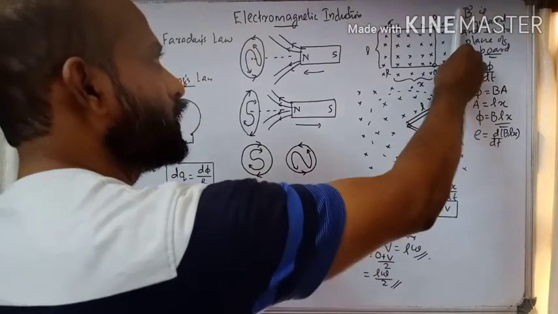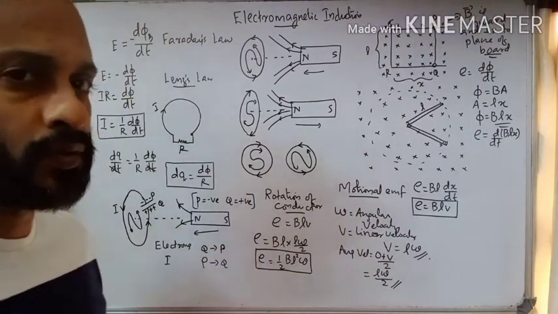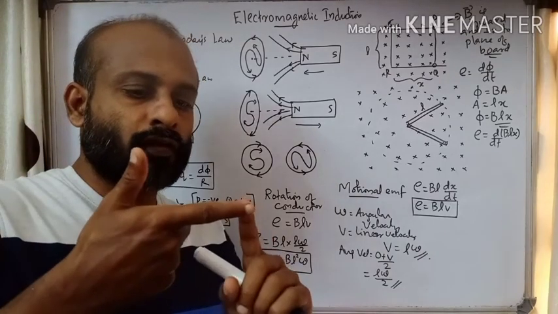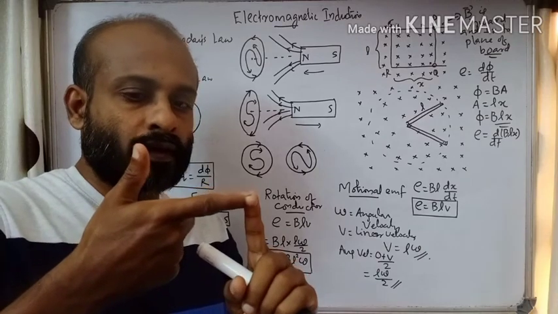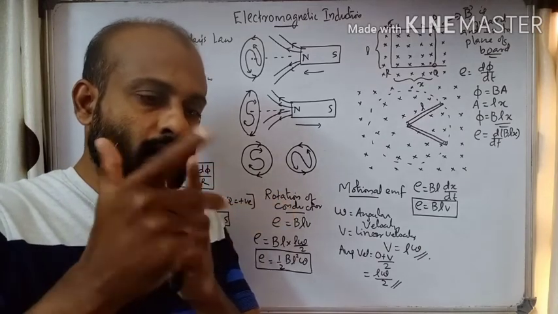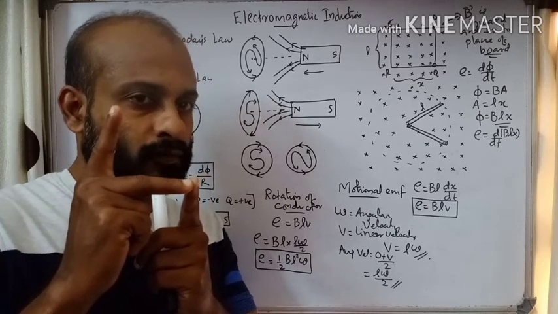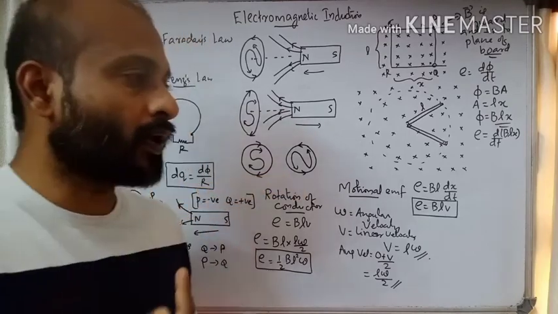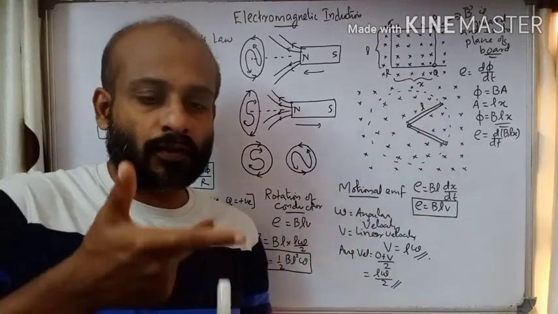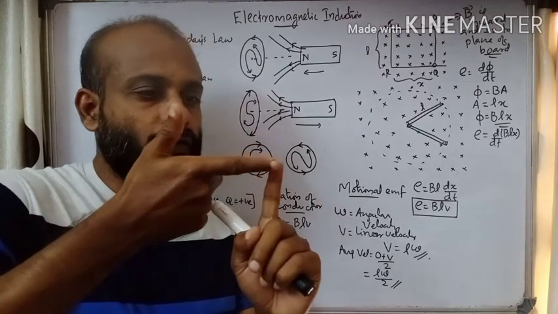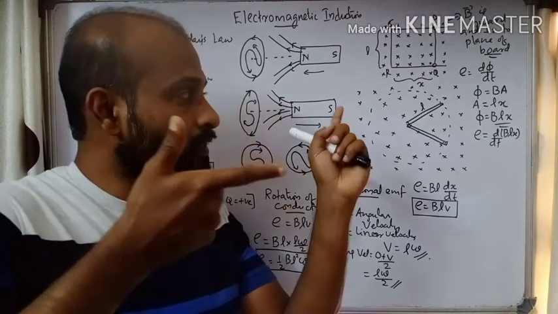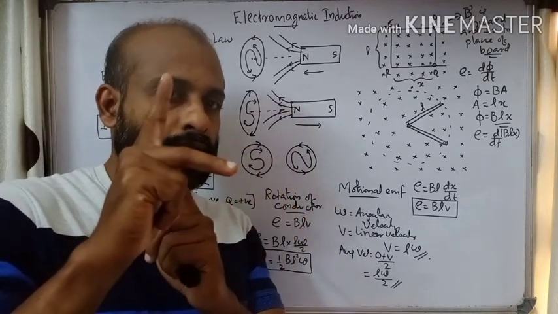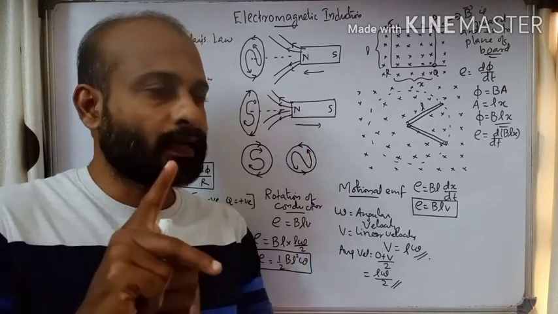Now, how can we understand the direction of induced EMF? For this we have Fleming's right hand rule. According to Fleming's right hand rule, the forefinger indicates the direction of the magnetic field, the thumb indicates the direction of movement, and the middle finger indicates the direction of induced EMF. The forefinger indicates the external uniform magnetic field, the middle finger the induced current, and the thumb the movement of the conductor.